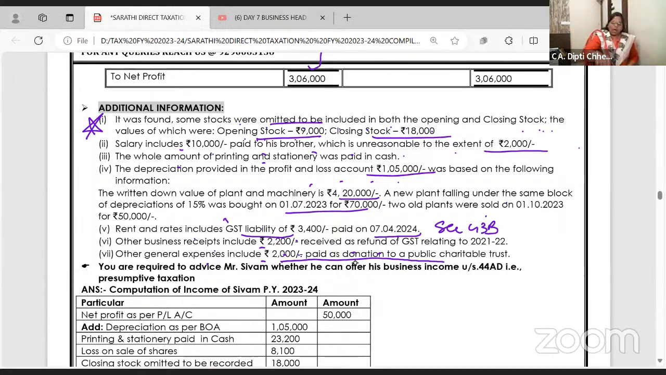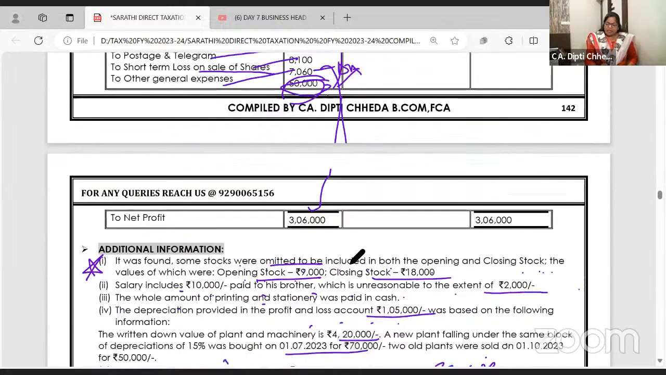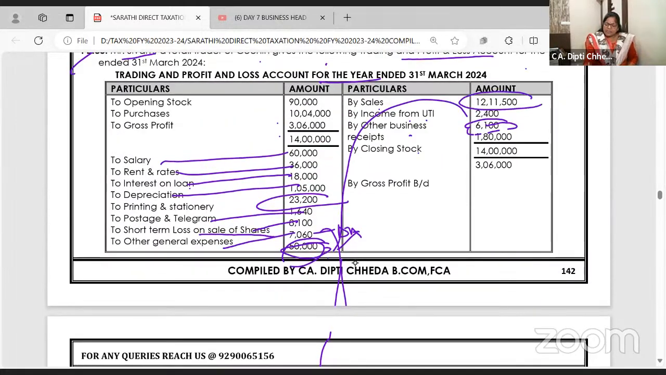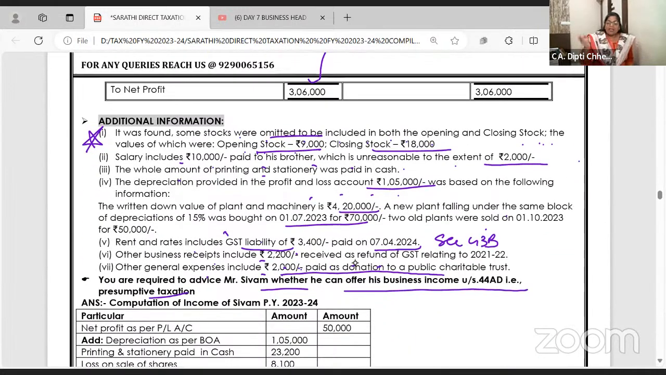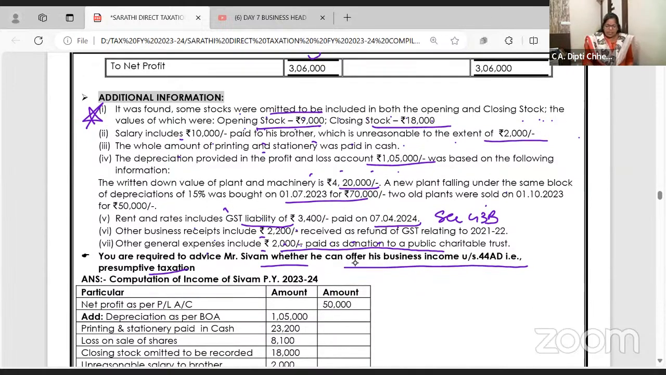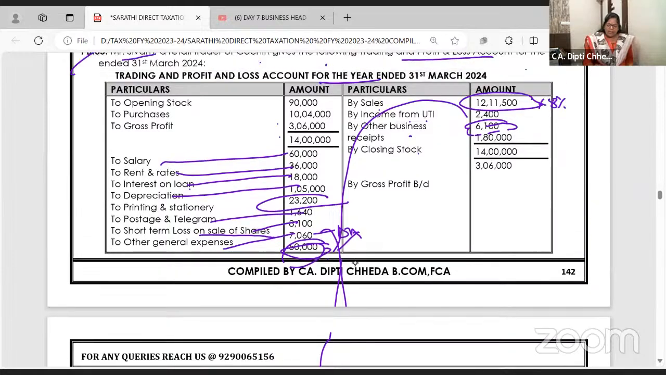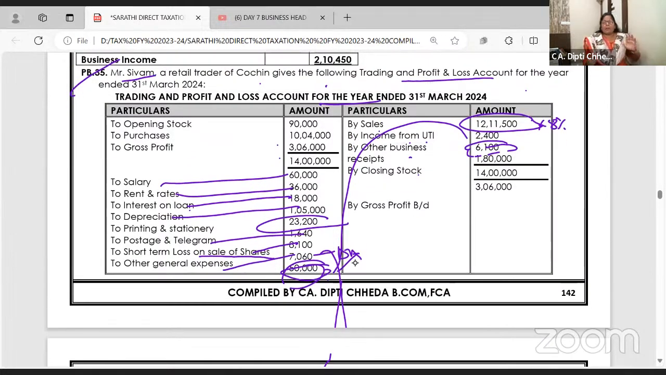Now, you are required to advise Shivam whether he can offer 44AD. 44AD means what is Shivam's turnover? 1211. And this is not a digital turnover. So on that 8% net profit he can show, or he can do add and less and compute the net profit. Whichever is beneficial, he can go. Okay. So the answer is given, but I hope you all have read the problem. If not, I'm taking a pause, take a screenshot. Hoping you are all watching it on laptop, tabs, full screen.